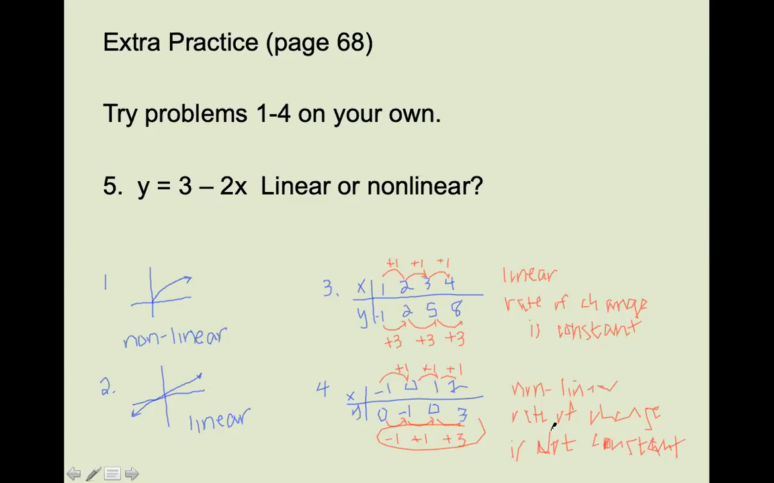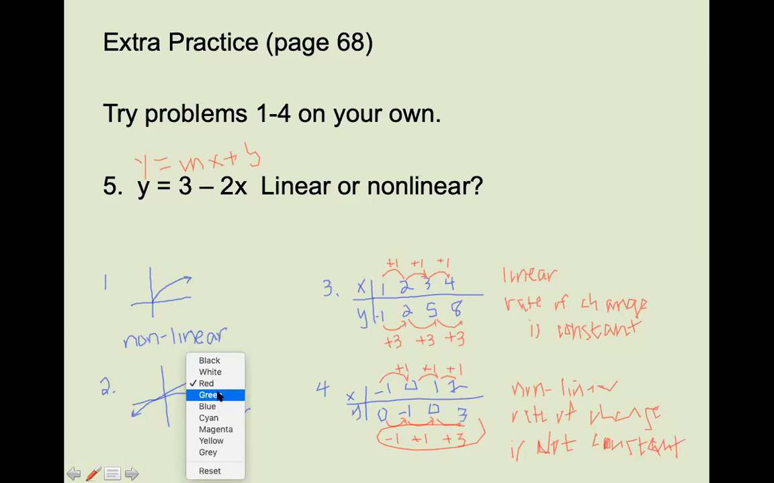All right. Now we're on number 5. It says, is y equals 3 minus 2x linear or nonlinear? So in your notes today, you saw that any linear function is in the form y equals mx plus b. So the question is, can I rearrange this and make it look like a linear function?